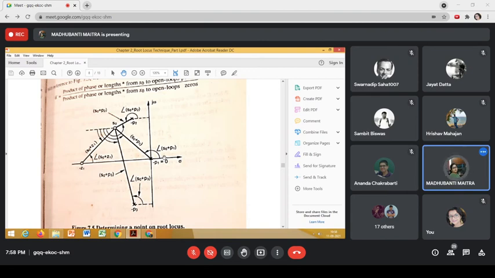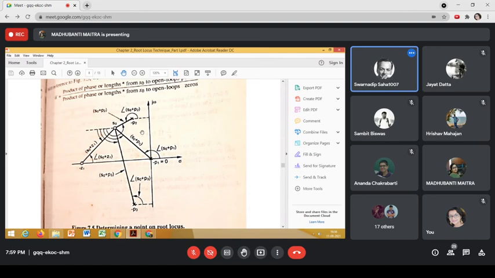You don't know? Do you have your calculators with you? Do you have buttons like rectangular to polar, polar to rectangular? Do you know how to do this conversion?